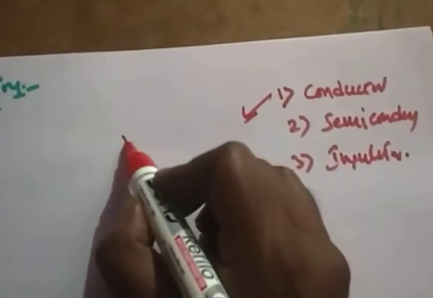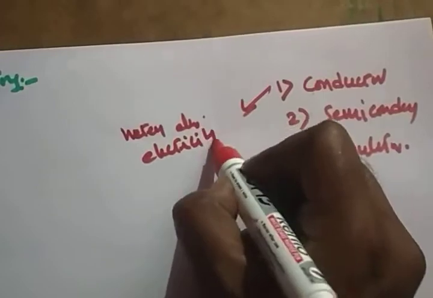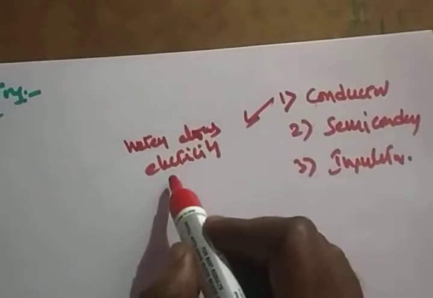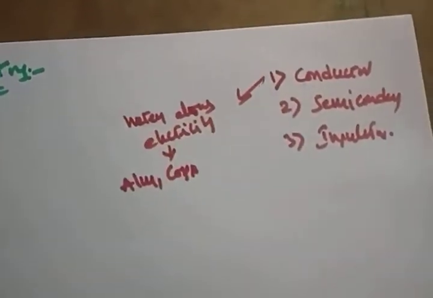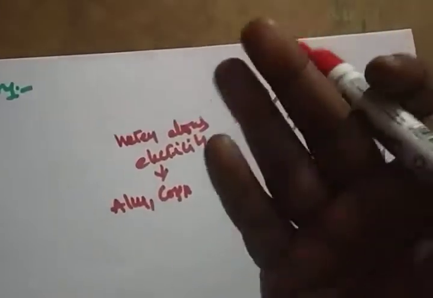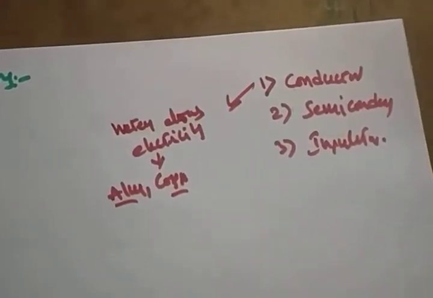A conductor is a material which allows electricity. So what are the conductor materials? Aluminium, copper. That's why the transmission line which we are using is a conductor. Conductor is nothing but a transmission line, right? The transmission line is built with aluminium or copper, whatever it may be. Nowadays we are using aluminium.